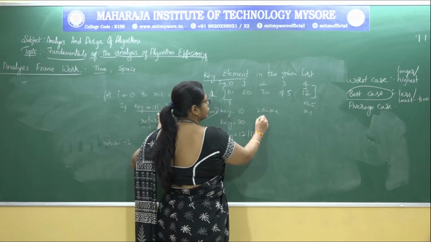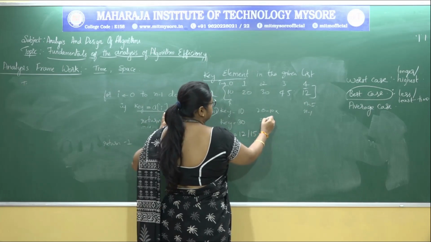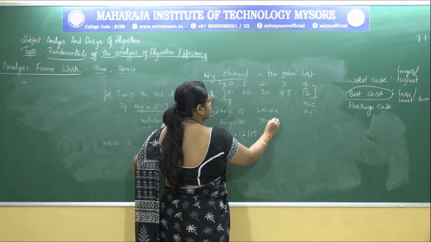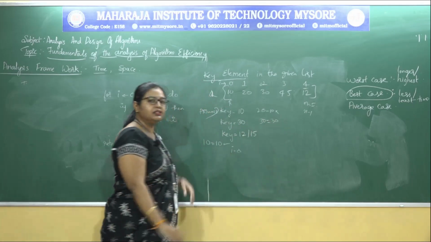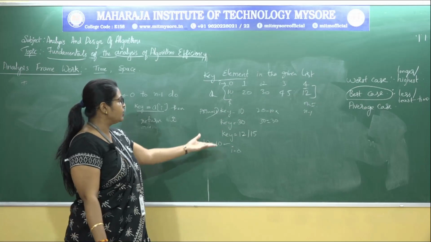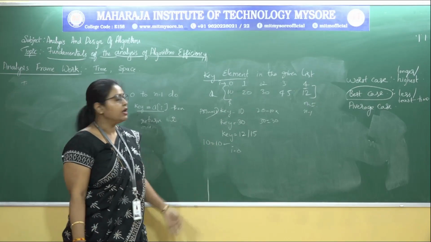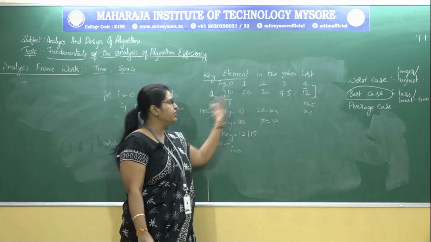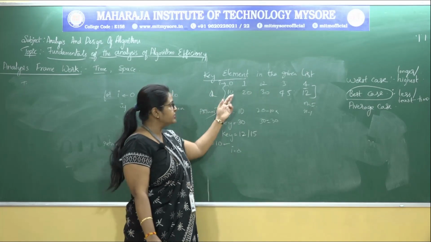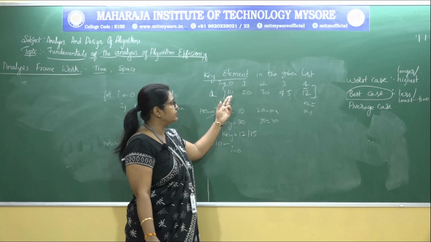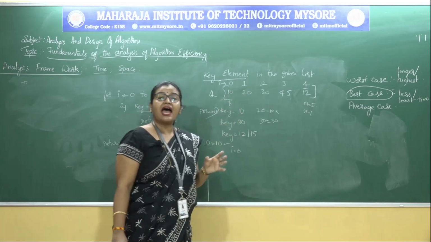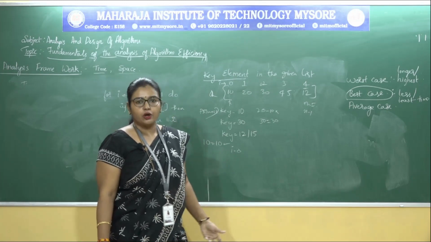It will come to here. So now the key element is 30 and the ith position value is also 30. So 30 is equal to 30. Therefore, the element is found at the 2nd position. How many iterations have taken place? The basic operation, that is comparison, is done how many times? 1, 2, 3. So that is the average case of the algorithm.